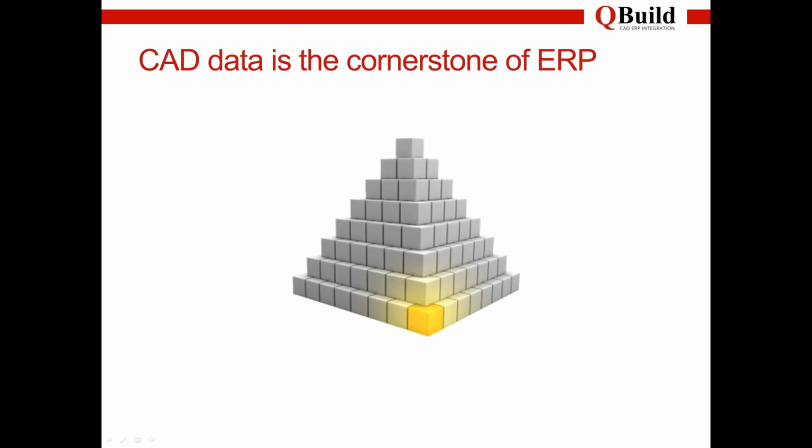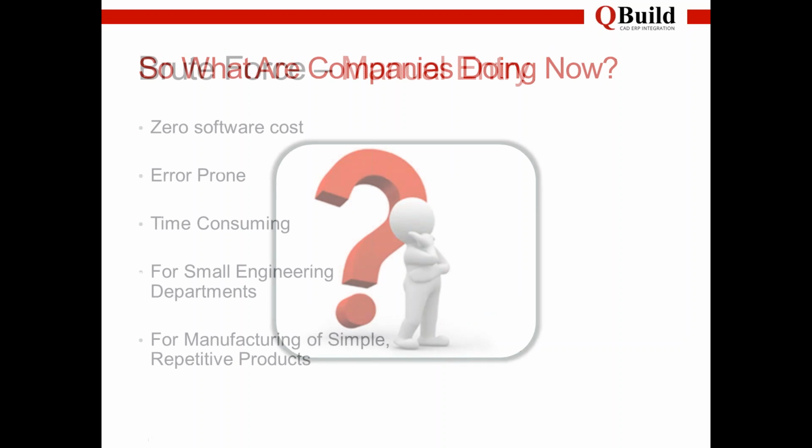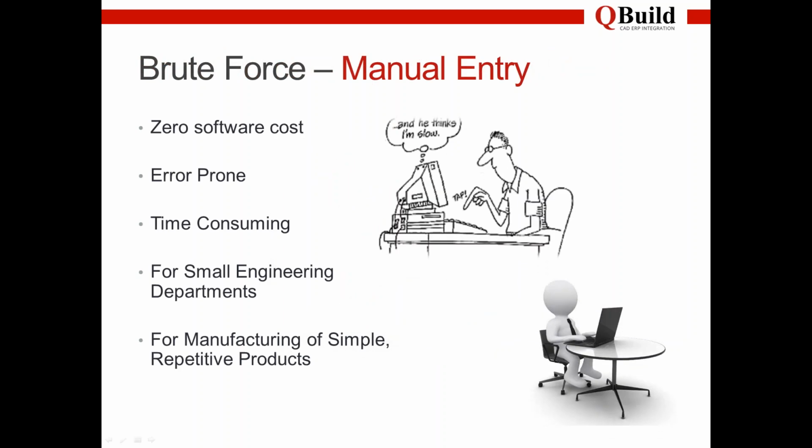So typically, when we talk to people who are not using CADLink, they're currently entering the bill of materials data from CAD, PLM, or PDM to NAV in one of two ways. One of which, and probably the most common way, is what we call the brute force method, or really just manual data entry. So it's a zero software cost. You're not using software in order to conduct this process.